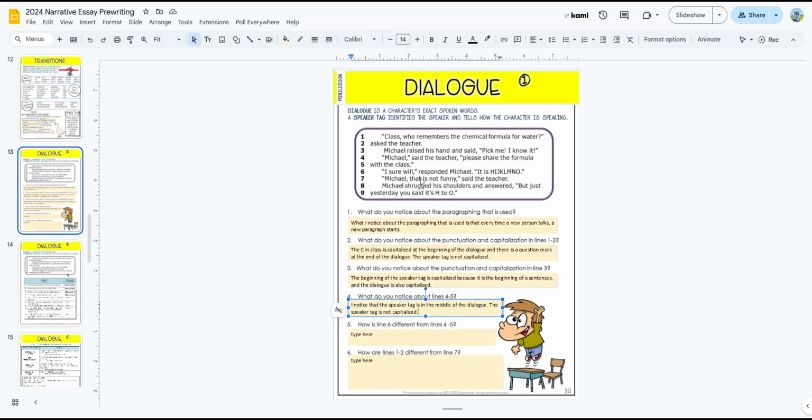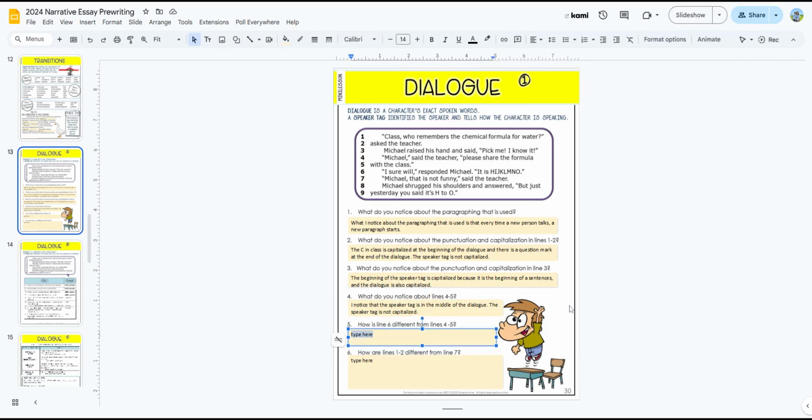Okay, so lines 4 and 5 say, "Michael," said the teacher, "please share the formula with the class." And then line 6 says, "I sure will," responded Michael. "It's HIJKLMNO." What I notice is that there's a period right here after the speaker tag, because "I sure will" is a complete sentence, and that's his first response, and then he says "It's HIJKLMNO," which is also capitalized and has its own period there.